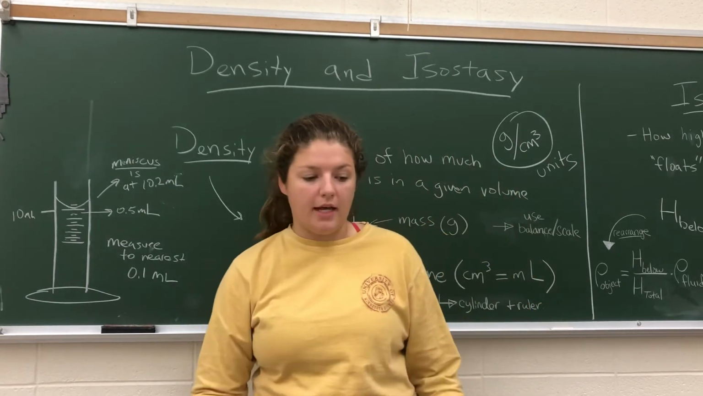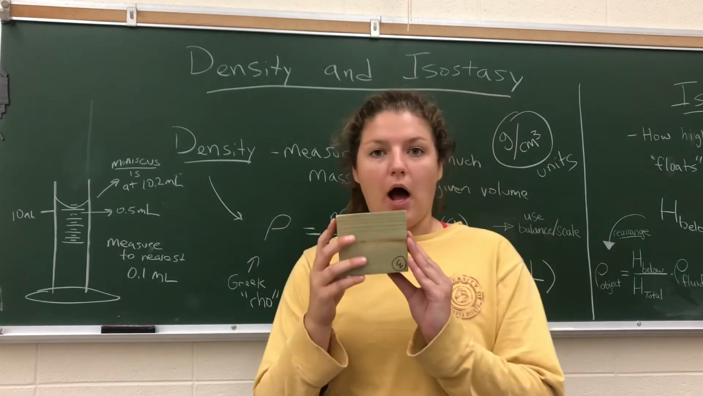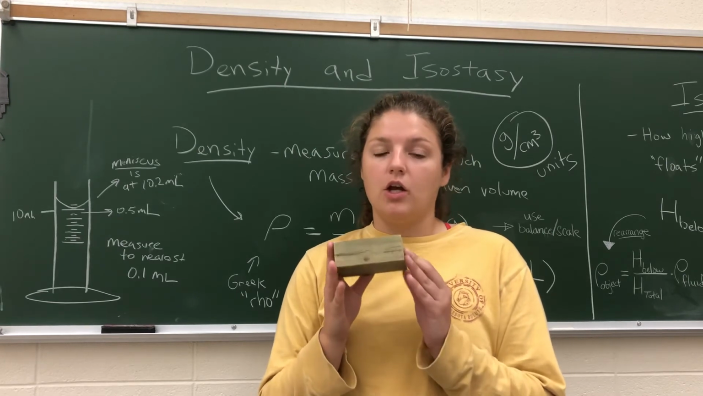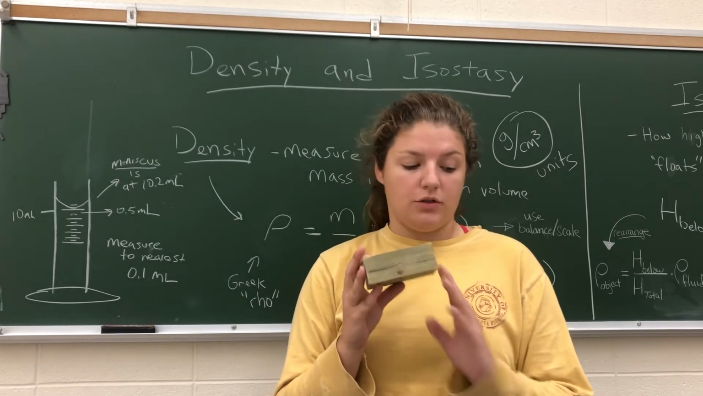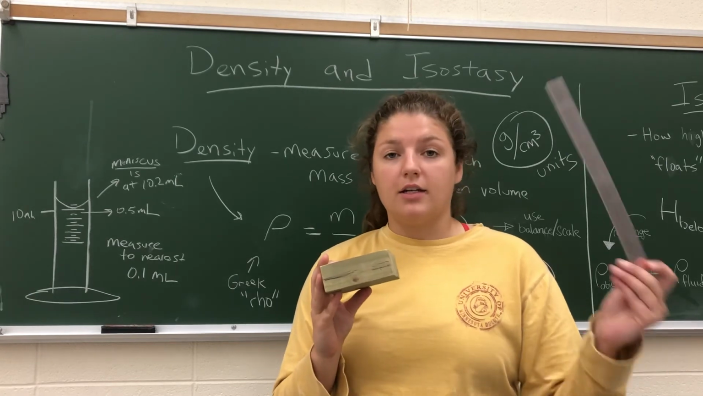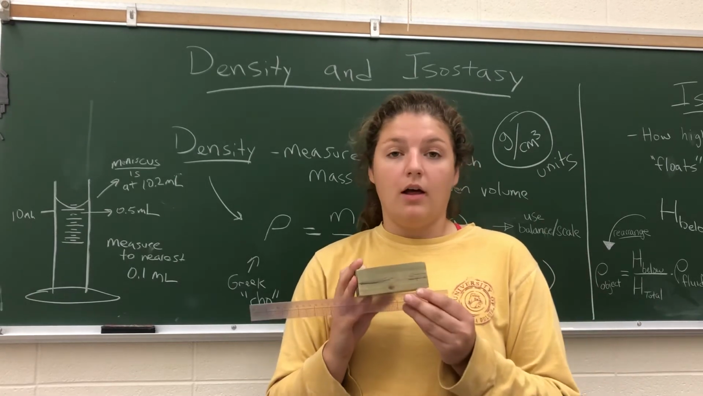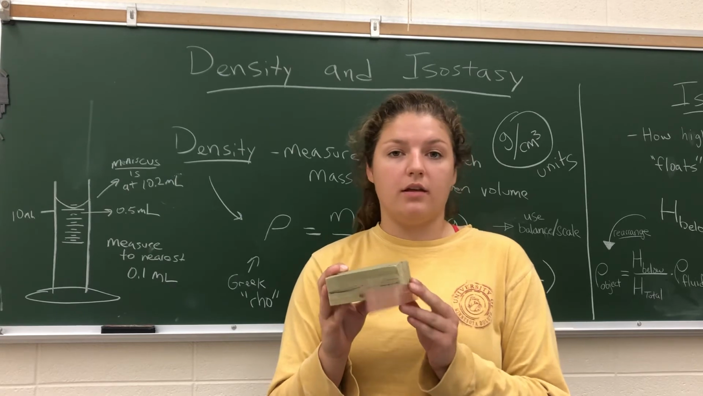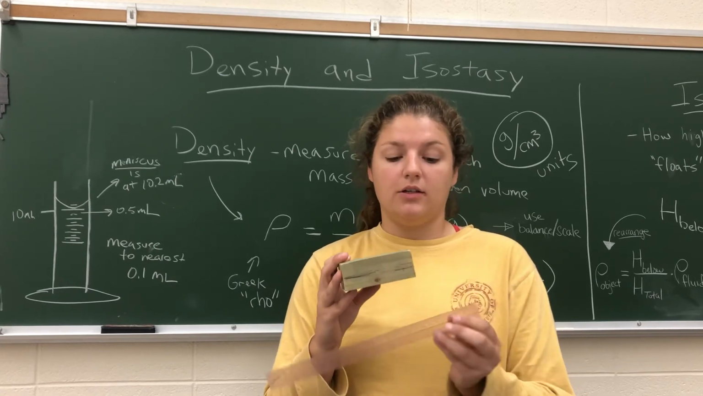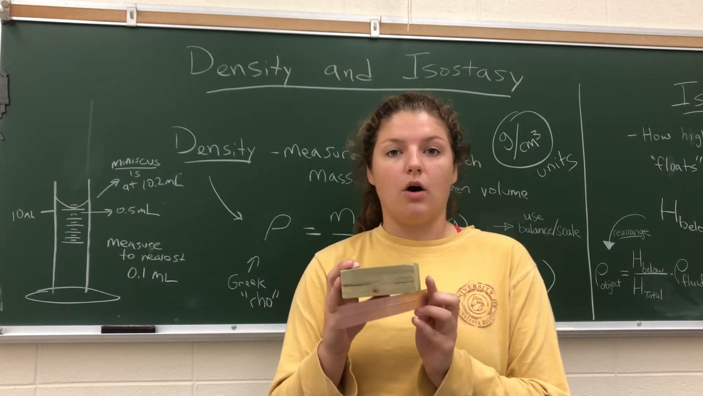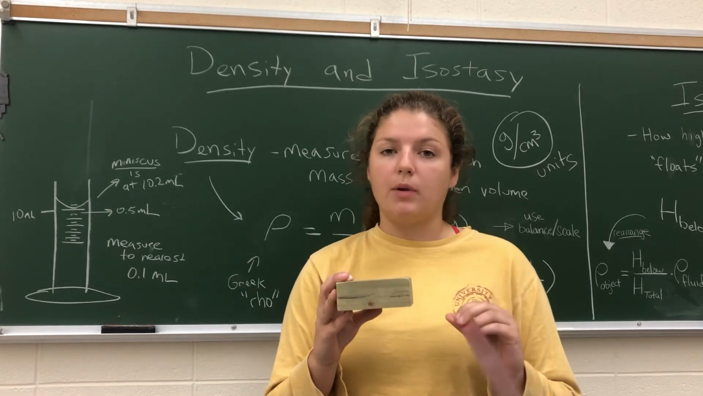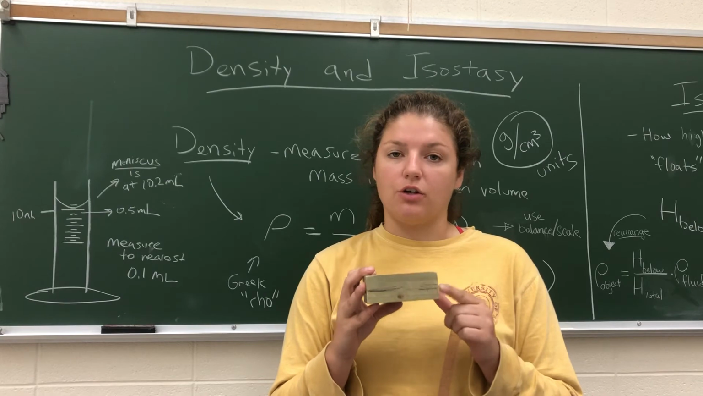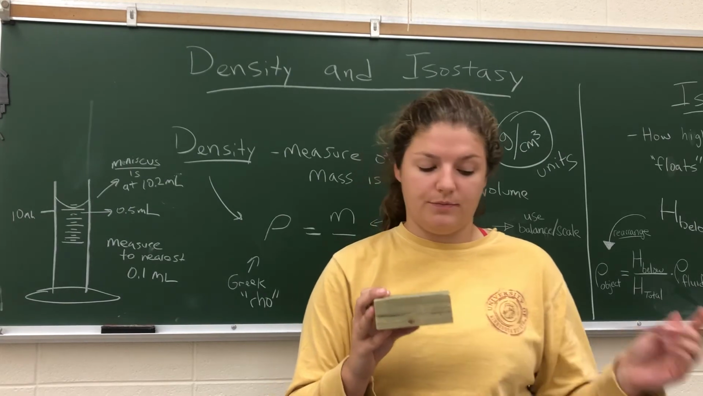Now, if you were to take the volume of, say, a block, what you're going to do is use its dimensions to get a unit of cubic centimeters. And how you're going to do that is your ruler. You have length times width times height. So a length in centimeters, a width in centimeters, and a height in centimeters. You multiply all three of those together to get your units in cubic centimeters.